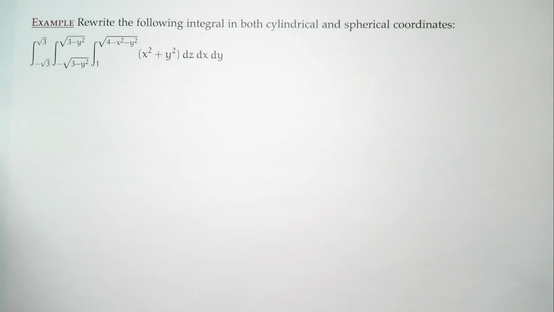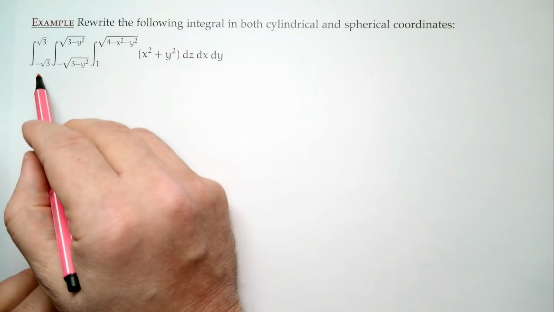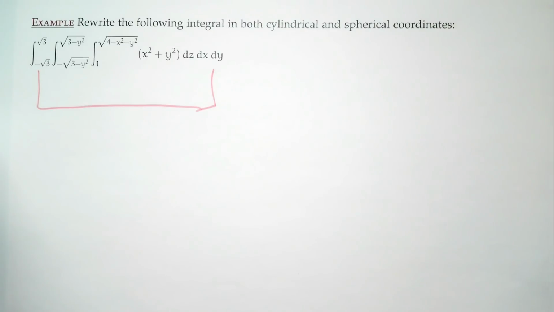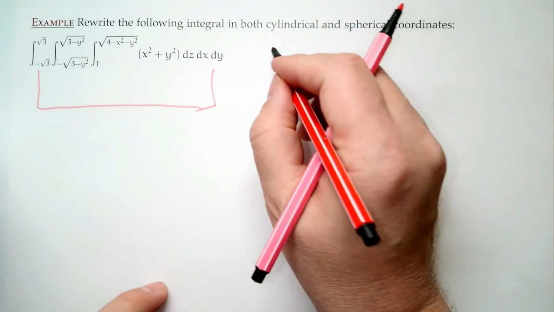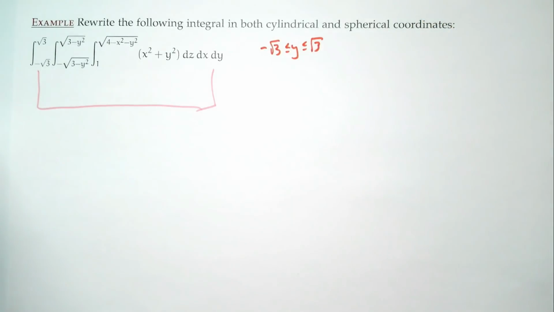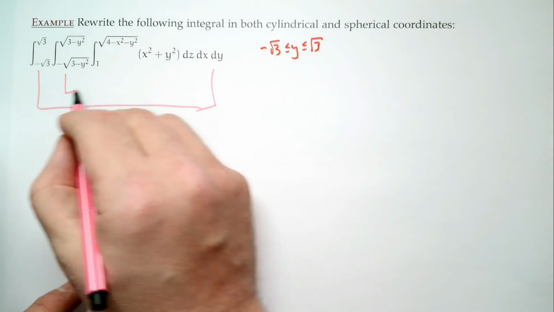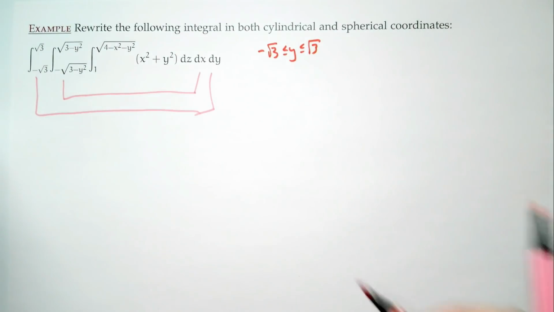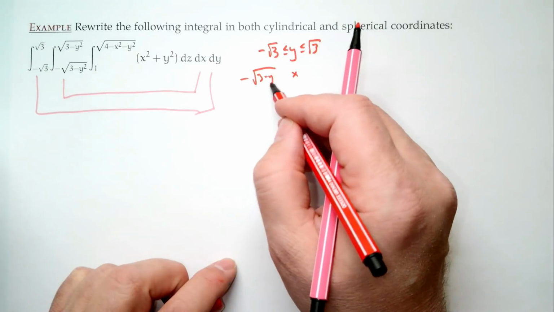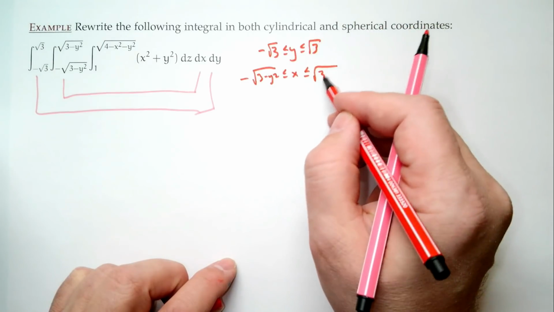So how do we start it? Well, we start by understanding the shape. So let's work through our bounds here. What's the outer layer tell us? Yeah, so y goes from negative root 3 to positive root 3, and that's interesting. What's the next layer telling us? Negative root of 3 minus y squared to positive root of 3 minus y squared.